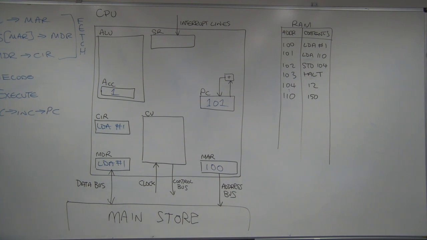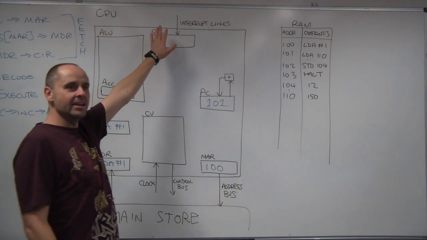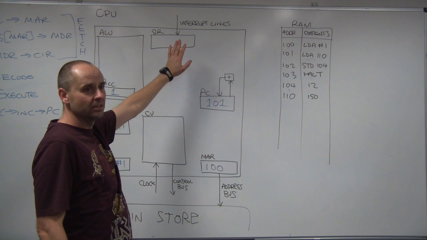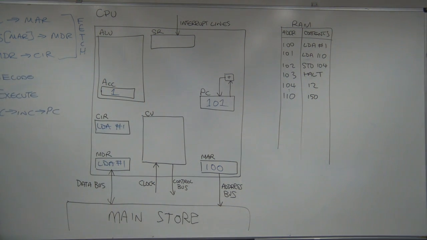But we do that. And then before we attempt to go and get and execute a new instruction, we check to see if anybody wants our attention. So we do a check for interrupts.